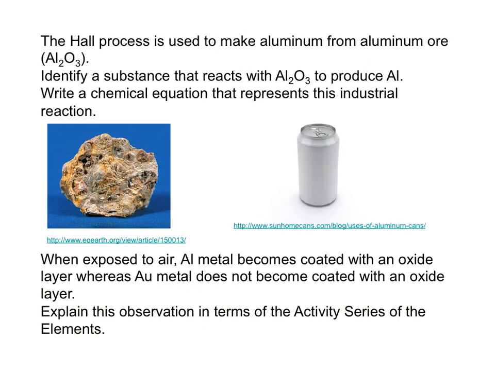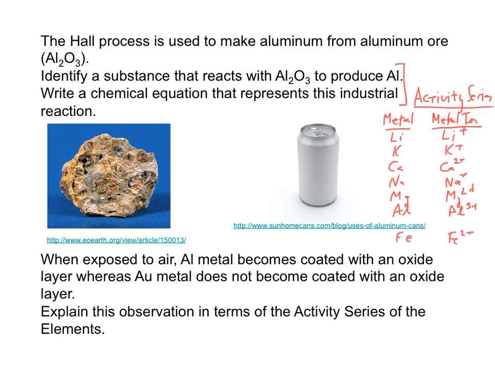These aluminum soda cans are made from aluminum ore using the Hall process. Stop the video and answer these two questions. And the answers are, use a metal that is more active than aluminum. So any of these metals will react with aluminum ion to form aluminum metal. The Hall process uses electricity to reduce aluminum ion to aluminum metal. Making aluminum by this process is very energy intensive, so make sure you recycle those aluminum cans.